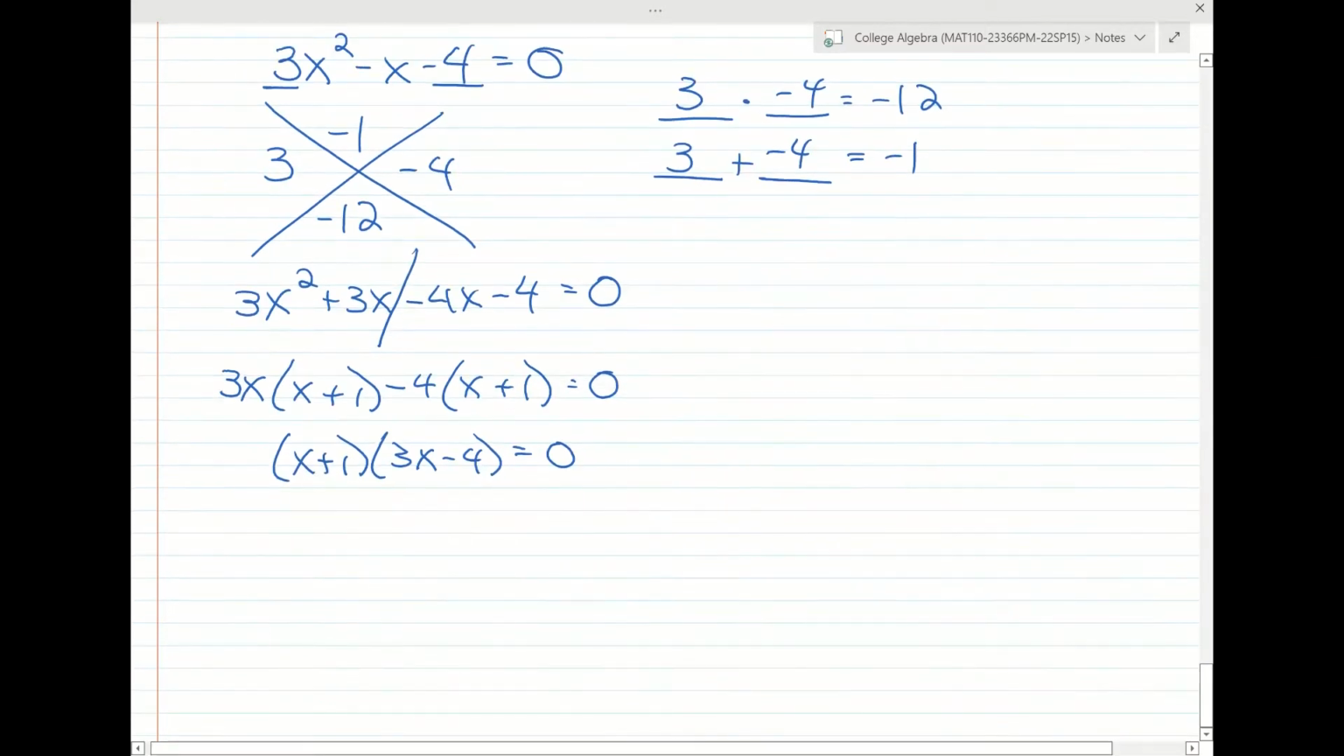What we do is we set the factors equal to 0. At this point, this is like the new step. And we get x is -1. 3x is 4, so x would be 4/3. So we get two different answers.